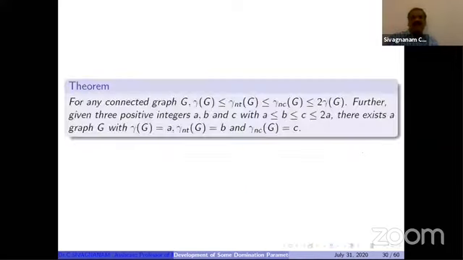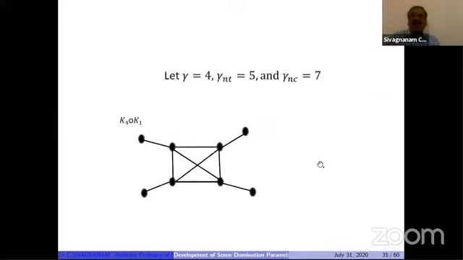What is the condition we have? The maximum C value is less than or equal to 2a. Here a is 4, so the C value is at most 8. That's why I'm taking gamma nc equal to 7. So gamma equal to 4, gamma nt equal to 5, gamma nc equal to 7. Can you find a graph?